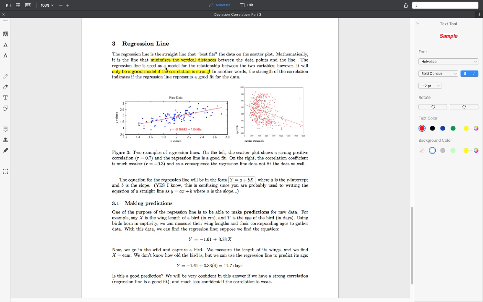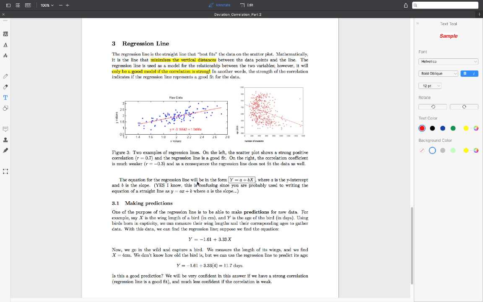The regression line is used as a model for the relationship between two variables. However, it will only be a good model if the correlation is strong. The strength of the correlation indicates if the regression line represents a good fit for the data. Here are two examples of regression lines. On the left we've got a strong positive correlation, and on the right we've got a weaker correlation, and thus this regression line doesn't fit the data very well.